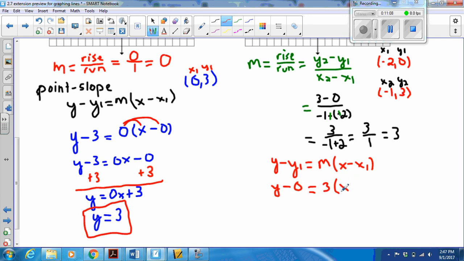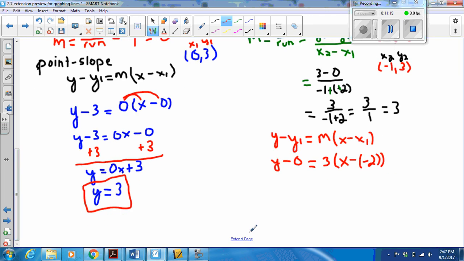We have x minus our x sub 1. So I'm using negative 2. So we have negative minus, there you go. So minus a negative 2. So now we have to simplify.